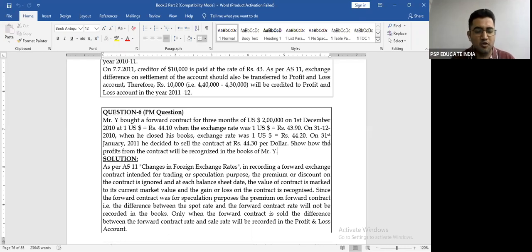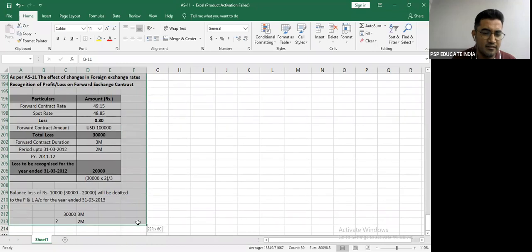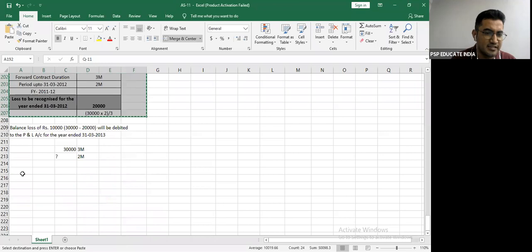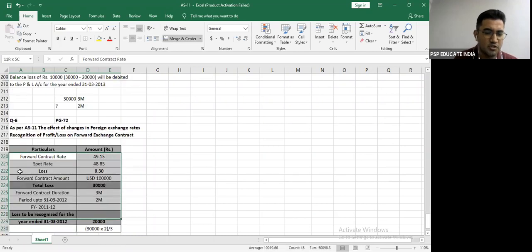Right, now see how do I solve this question. I will first put my first statement, which is as per AS 11, effect of changes in foreign exchange rates. We are doing question number 6, which is given to you on page number 72. What do we have to do? Recognition of profit or loss on forward exchange contract. Okay. Let me solve this question.